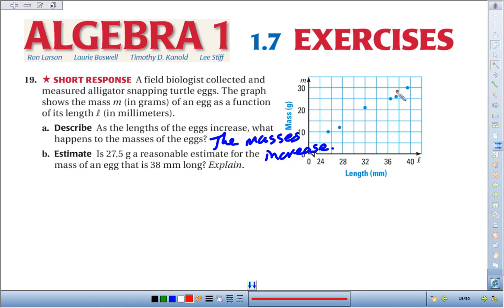If we work over, notice they're going by 5s on this scale. So here's 25. 27.5 would be right about here. If I work my way over, yeah, that seems to be at a pretty reasonable spot on the graph. So yeah, I'd say it's a reasonable estimate for the mass of an egg, because according to the data, 38 millimeters long looks like it should be somewhere between 25 and 30, and 27.5 lands perfectly in the middle.